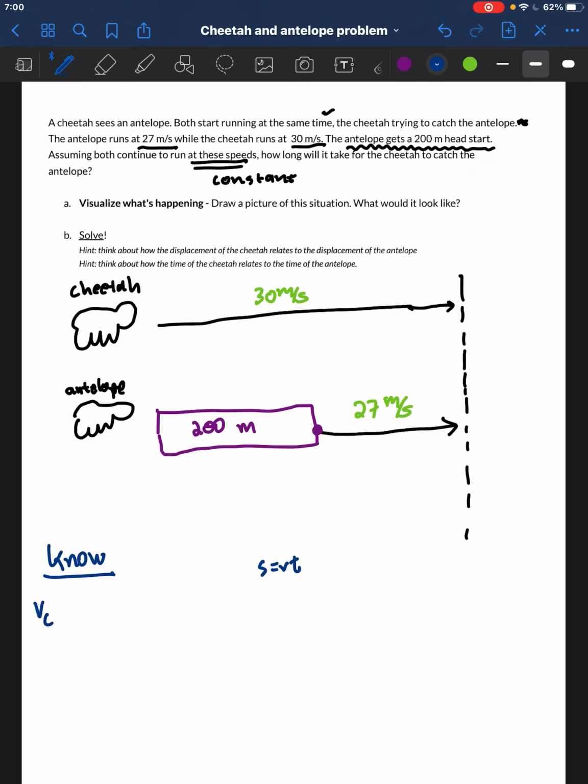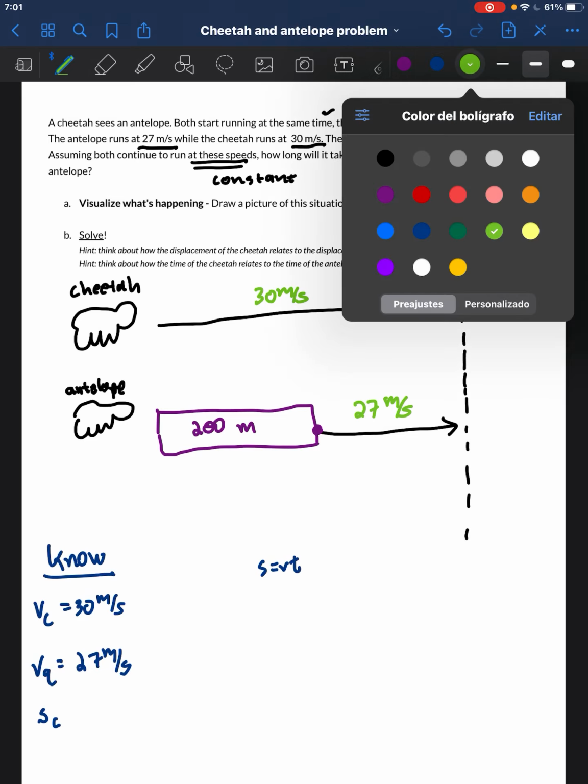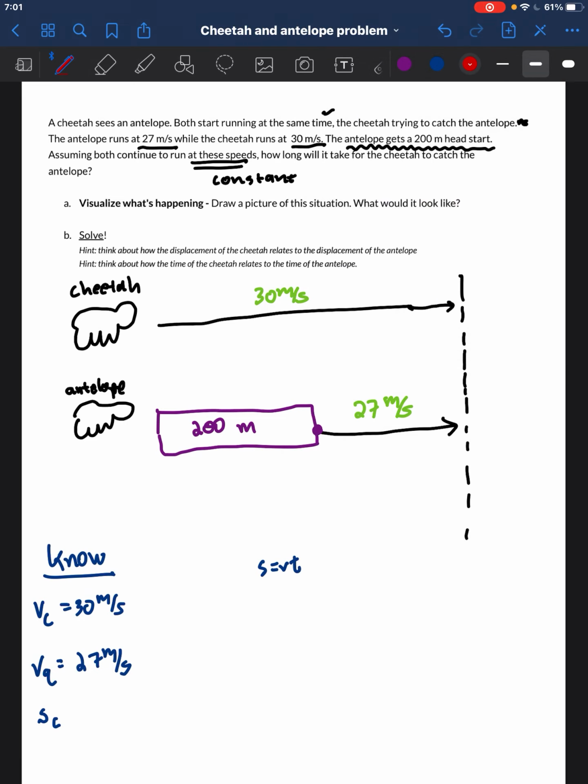I also know that I have some displacement of the cheetah. I don't know how far the cheetah is going to have to run in order to catch the antelope. That's not something that's given to me in the problem. So just like in math class, if there's something that's not given to me in the problem, I'm going to call this distance, or I should really say this displacement, x. I'm not sure how far the cheetah will need to go, so we're going to call this x. The displacement starts at 0, and then the cheetah goes some undetermined amount in order to catch the antelope.